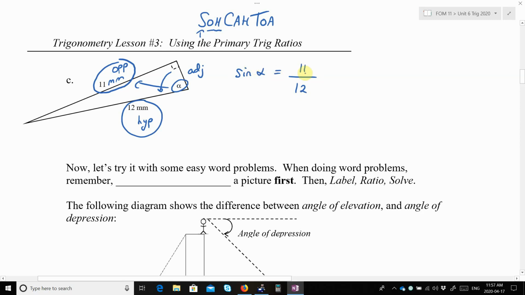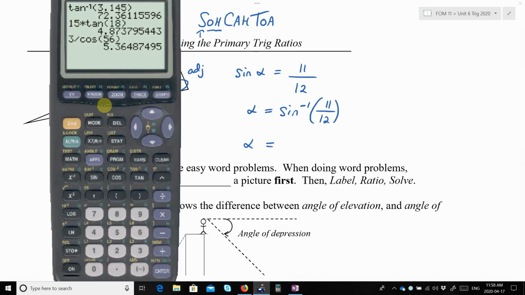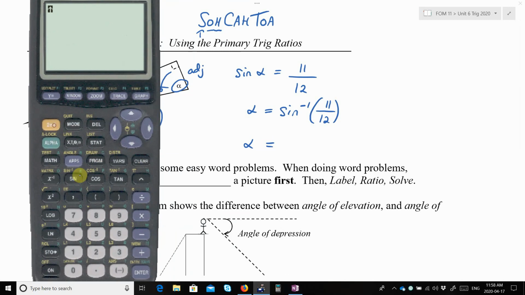And remember, when you have the ratio and you're looking for the angle, you have to go sine inverse of 11 over 12 to get the angle. So we're going to go shift sine, go 11 divided by 12, press equals, and we get about 66 degrees.